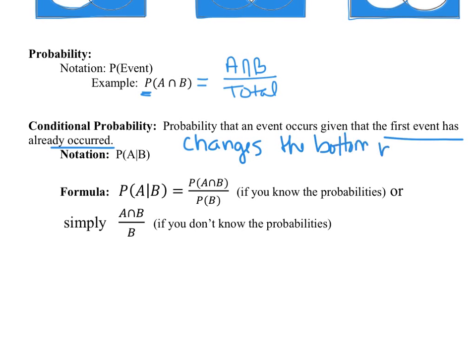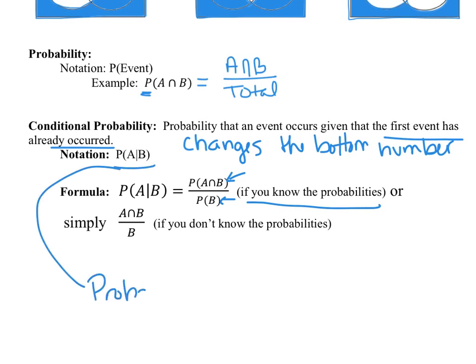The bottom number is no longer a total, and that's the easiest way I can point this out and show you how this works. There's two formulas. They're the exact same formula, but if you know the probabilities, you can just put the probability of A intersection B over B. The way you say this is: the probability of A given B.